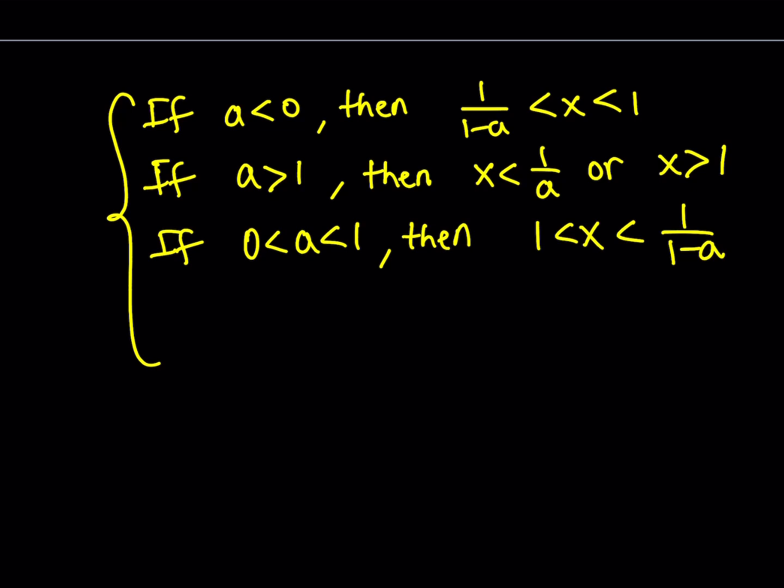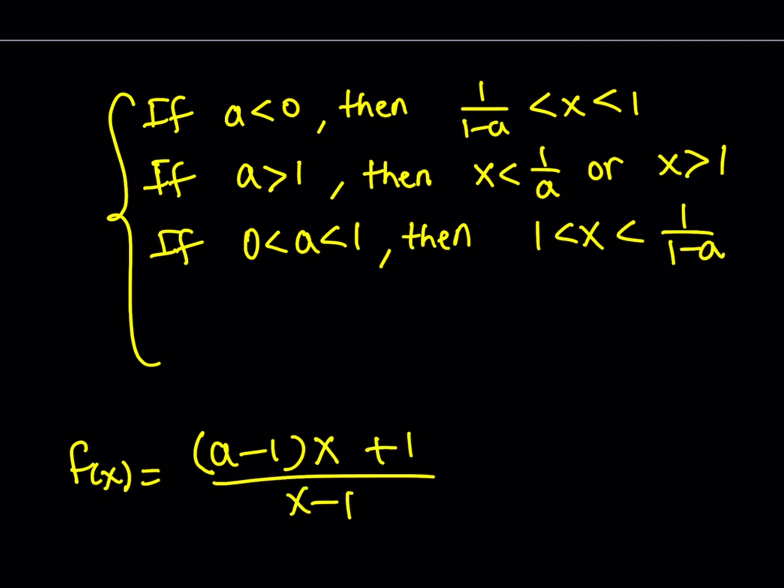Okay, did I cover everything? No, because now we have to look at some special scenarios. And let me go ahead and write down f of x one more time for you to reference. f of x is equal to the quantity a minus 1 times x plus 1 divided by x minus 1. And remember that we want this quantity to be greater than 0. Okay, cool. Now, what are some of the a values that we didn't consider?